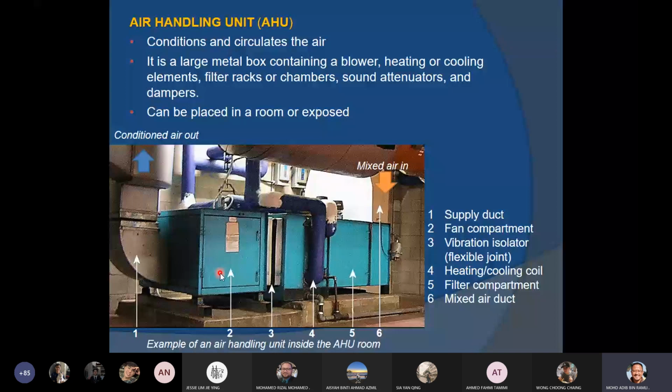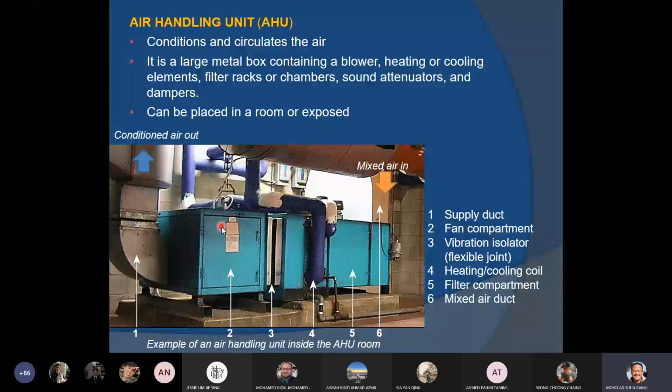And then the fan itself is located in this compartment, the fan compartment. At this point, the air is already cool because it has passed through this cooling coil. From here the cool air is blown to the spaces through this supply ducting. So basically, it is a large metal box containing all the equipment such as blower, cooling coil, filter, damper, and so on.